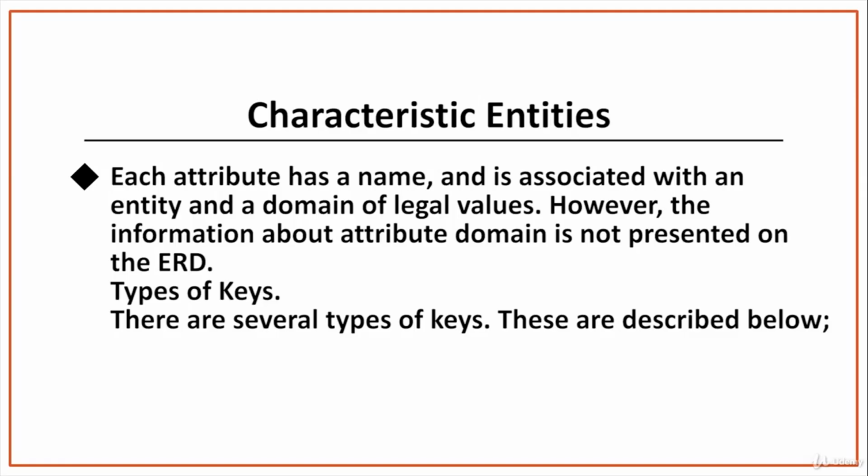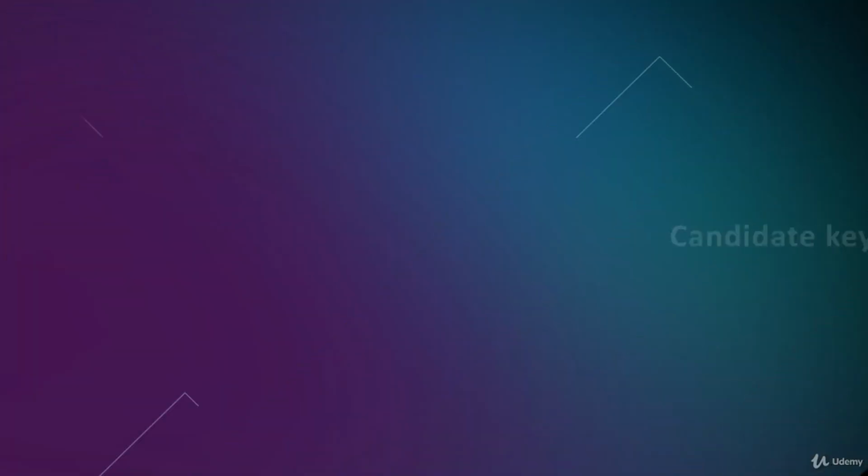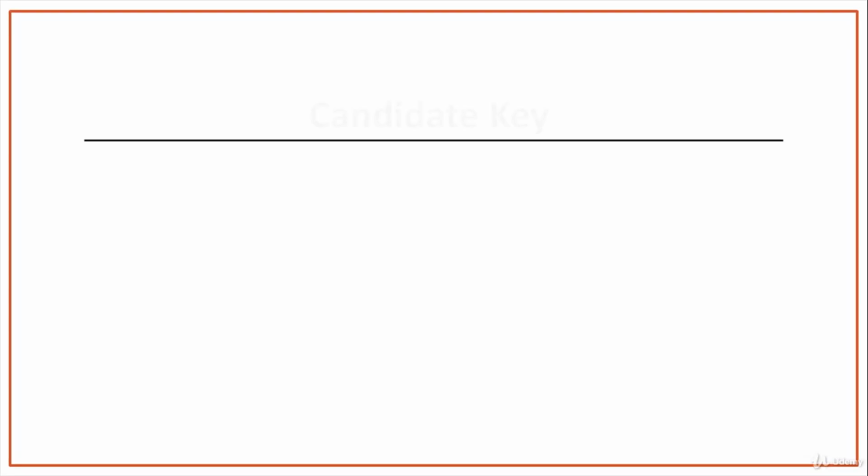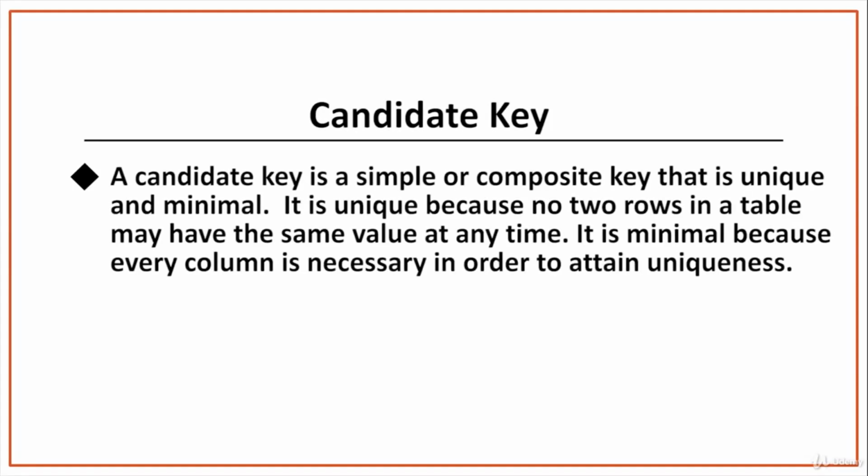Types of keys. There are several types of keys. These are described as follows. Candidate key. A candidate key is a simple or composite key that is unique and minimal. It is unique because no 2 rows in a table may have the same value at any time. It is minimal because every column is necessary in order to attain uniqueness.